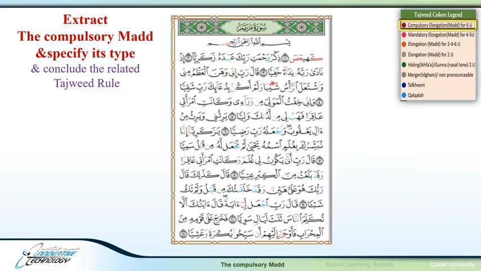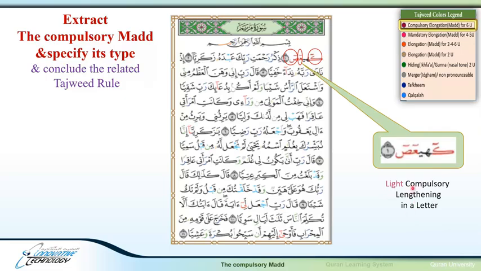Now in here, Kaf Ha Ya Ain Sad. There are three letters that have the compulsory elongation mad, and all are letters, so it is a mad in a letter, but it is light because there's no merging. There's no merging between the kaf and the ha. There's no merging between the ain and the sad. We pronounce it as Kaf Ha Ya Ain Sad. Notice that there is no idgham between the ain and the sad, or the kaf and the ha.